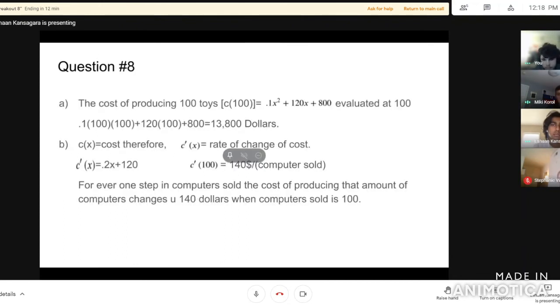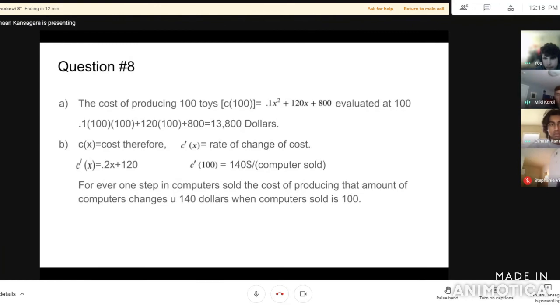For A, the cost of producing 100 toys is C of 100, and they give you the function 0.1x squared plus 120x plus 800 for the cost. So to find the cost at 100, just plug in 100, and what you get is $13,800. And what that means is how much money you need to pay to produce 100 toys.